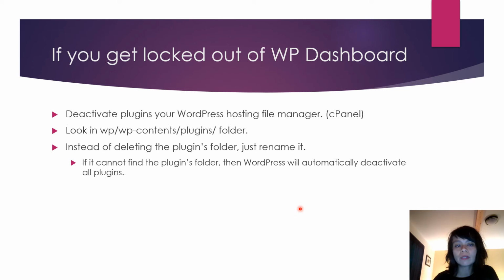So sometimes you get locked out of your WordPress dashboard admin area. So what do you do then? You deactivate plugins. Deactivate plugins through your WordPress hosting file manager. So through your cPanel, you can deactivate your plugin. Where you go is you look in your wp-content plugins folder. Okay, so you have to navigate to that space.